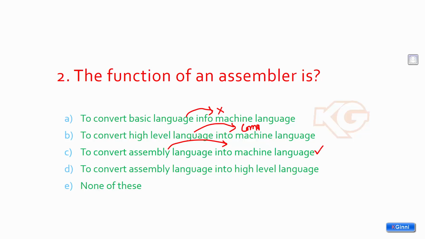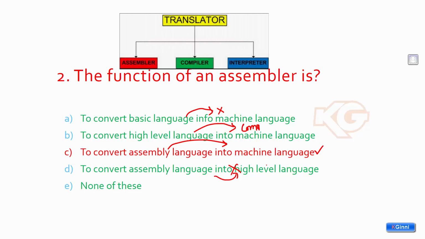An assembly language to a machine language. This option looks pretty good. To convert assembly level language to high level. This is not at all good for any of such stuff. So option C, to convert assembly level language into machine language, is the correct answer. You can see the picture above.